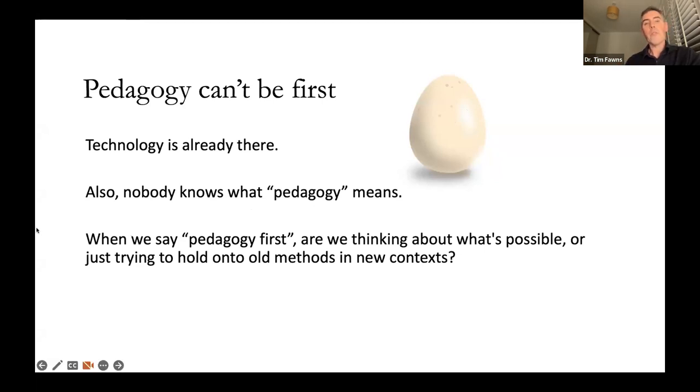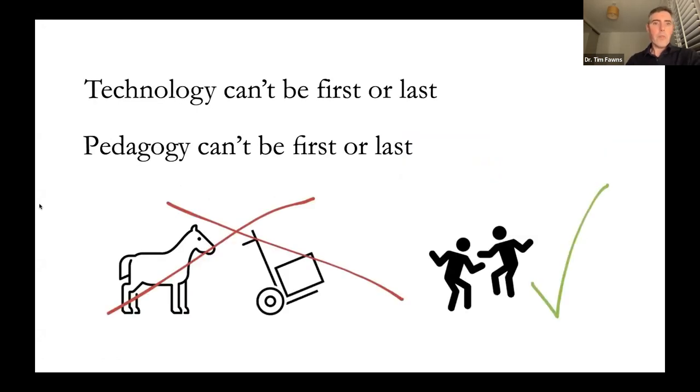And also, I think we need to engage with technology in order to understand the risks and benefits of the technologies that we might use, including the ones that are already there, but we've stopped noticing because they're so familiar to us. So this is just to reinforce, I don't think technology can be first or last, and I don't think pedagogy can be first or last. So I don't think it's the pedagogical horse driving the technological cart. I think that they are always caught up in a dance. They're always kind of tangled up in each other and moving reciprocally.